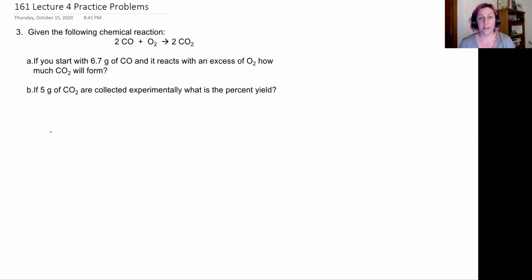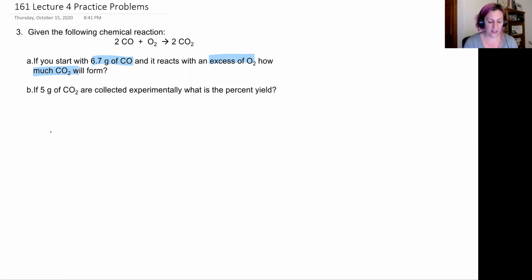And we're going to first look at this problem where we're looking at carbon monoxide and oxygen reacting to form two molecules of carbon dioxide, or 2 moles. And so we're told that if we start with 6.7 grams of carbon monoxide and it reacts with an excess of oxygen, how much CO2 forms?